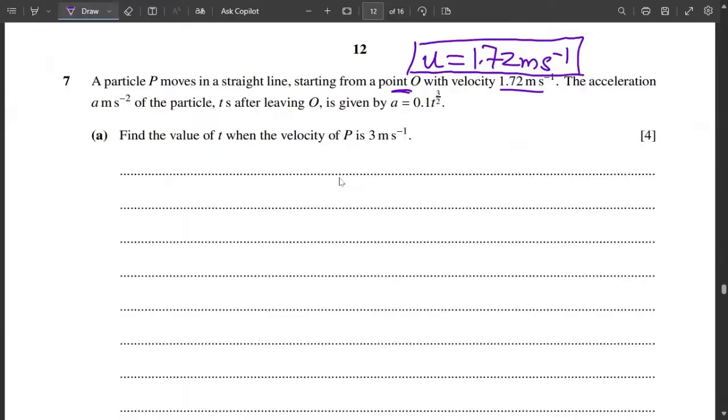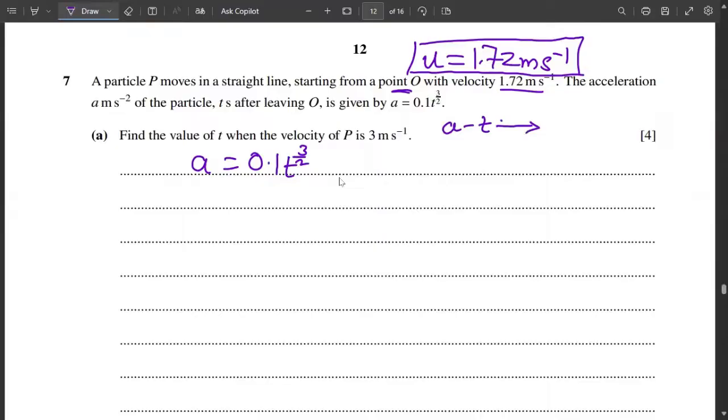The acceleration a in meters per second squared of a particle at time t is given by this. So the acceleration is 0.1 t raised to 3 by 2. Find the value of t when the velocity of the particle is 3 meters per second. Now, just let me make a figure. This is an acceleration time graph.